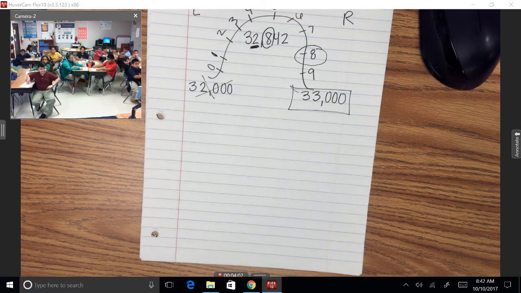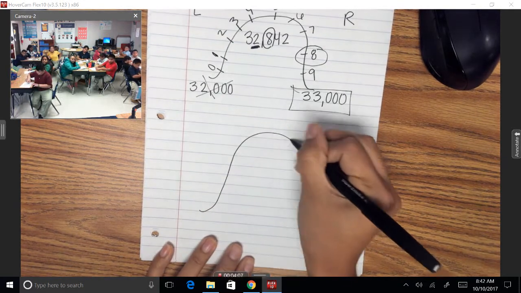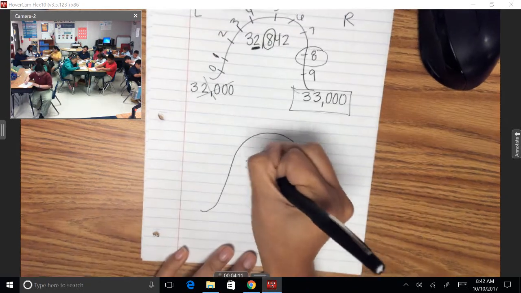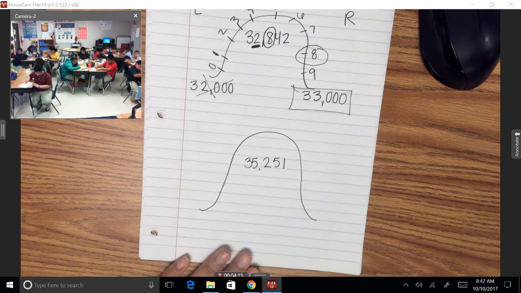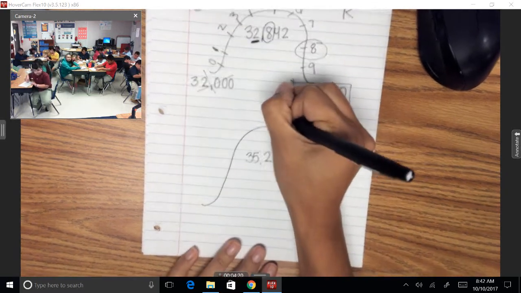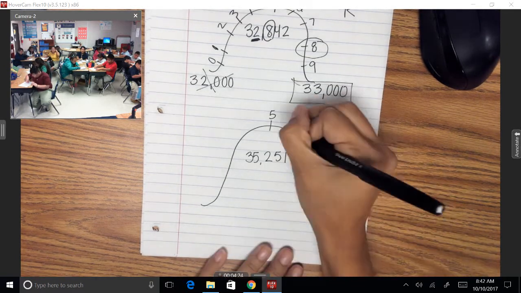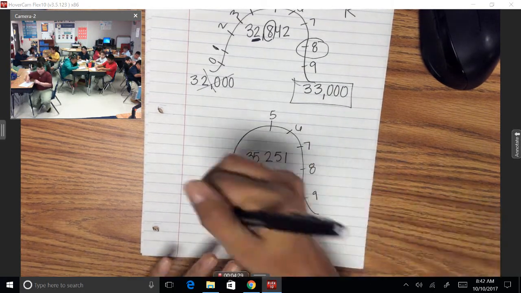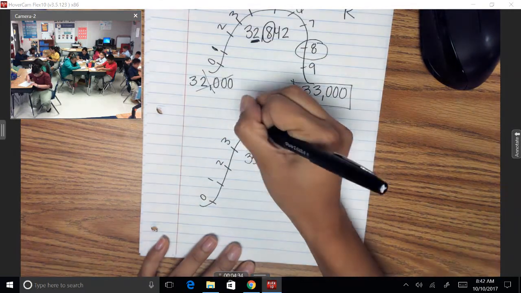All right, let's do our hill this time first. Okay, and let's go with 35,251. What do I write on the top? 5. Wake up, guys. What do I write on the top? 5. Awesome. Then we have 6, 7, 8, 9. We have 0, 1, 2, 3, 4.